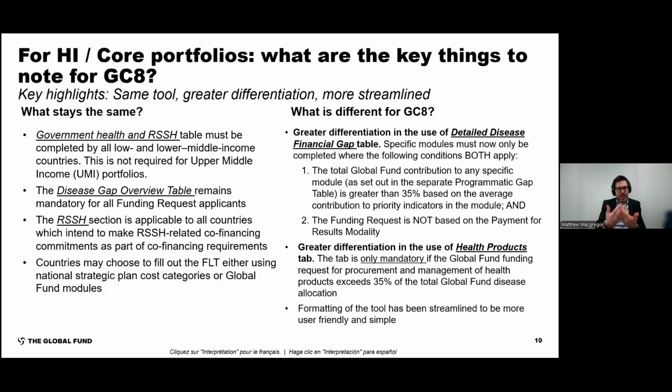I would say as we move forward into GC8, really understanding the funding landscape in which we're operating and in which we're developing Global Fund grants is even more critical than ever. And the use of this tool really early in country dialogue processes is a really helpful way for us to understand that funding landscape. I'll stop there.